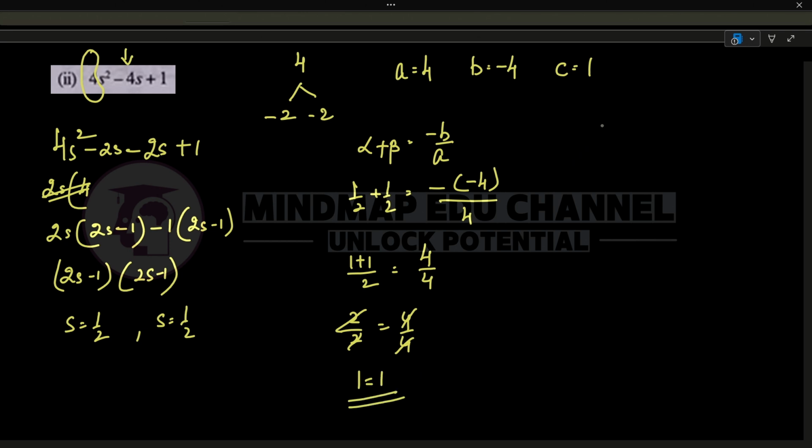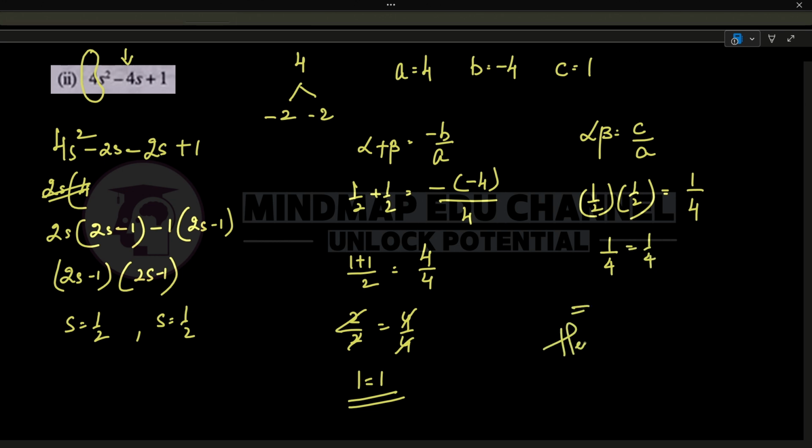Let's find the product. Alpha into beta is equal to c over a. Now 1 by 2 into 1 over 2 is equal to c over a. The value of c is 1 and the value of a is 4. So 1 over 4 on the left hand side and 1 over 4 on the right hand side. Hence, the relationship is verified.